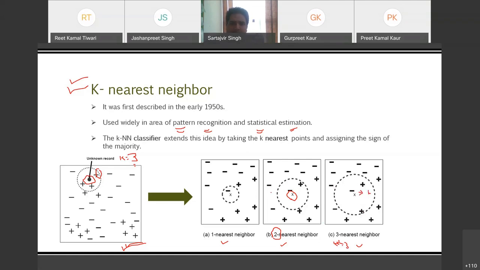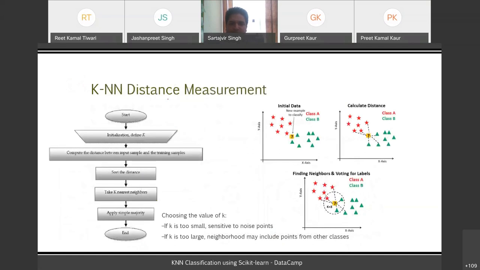So these are the concepts of KNN, and I will also explain how we perform the distance measurement. This is an algorithm, and those who are doing research have to design such flowcharts to perform the classification. Initially, we have this data point, the unknown record, and first the distance is computed from all the nearest points. Then we have to assign the value of k.